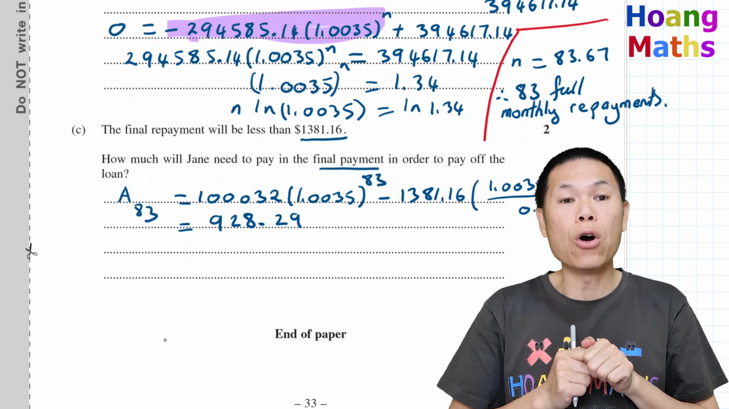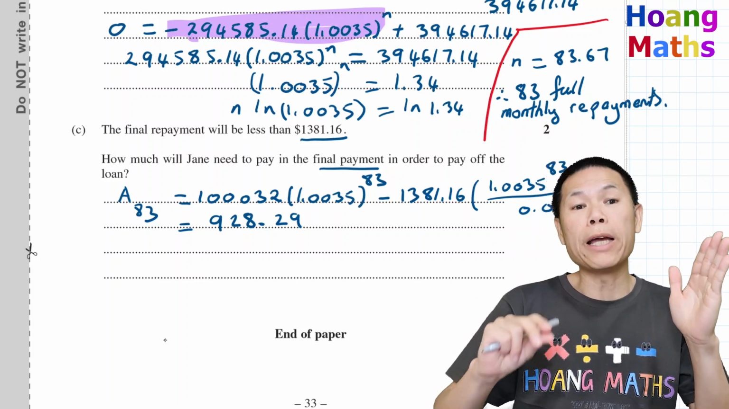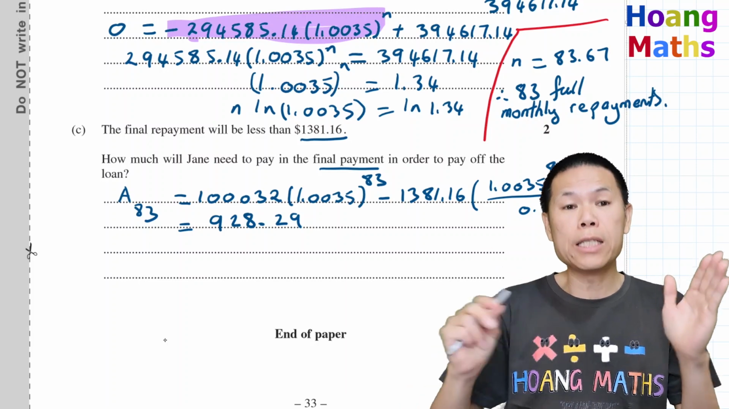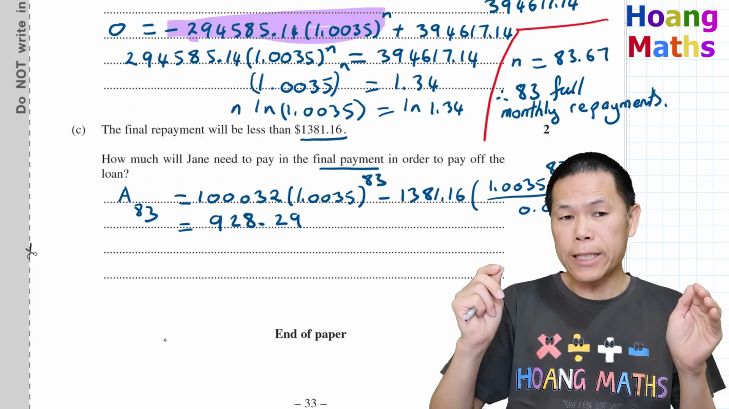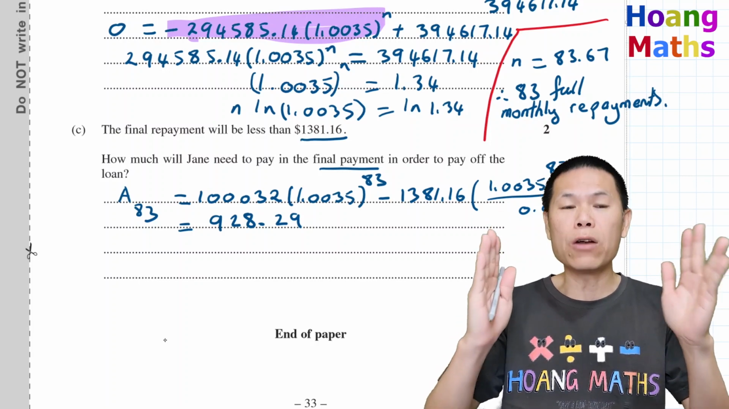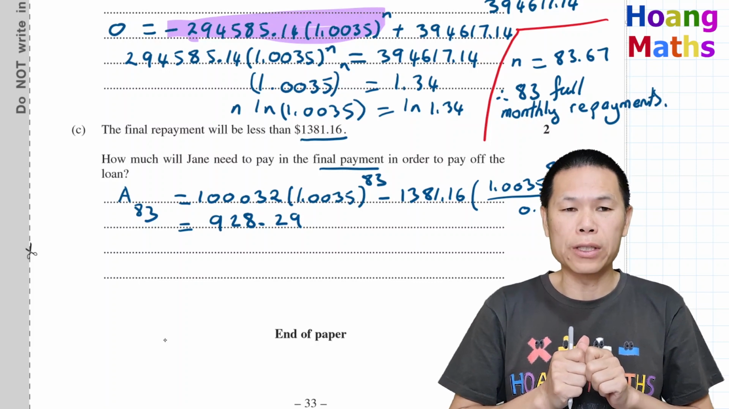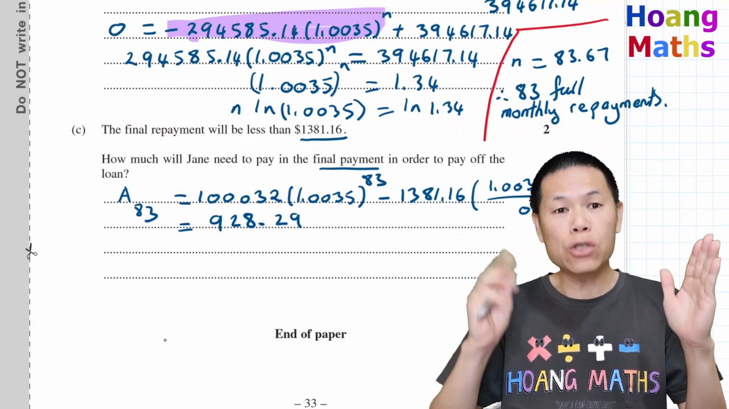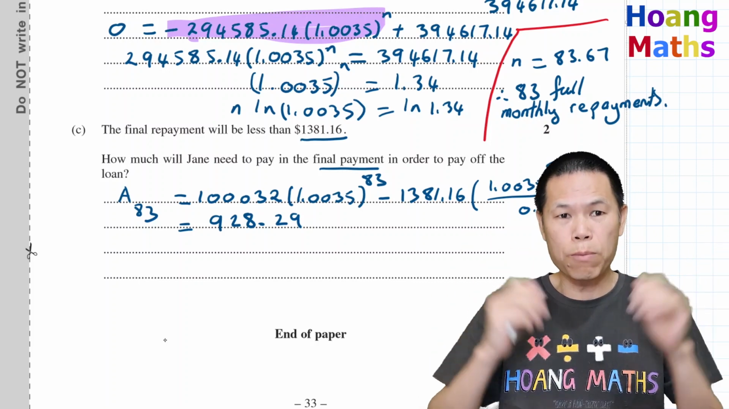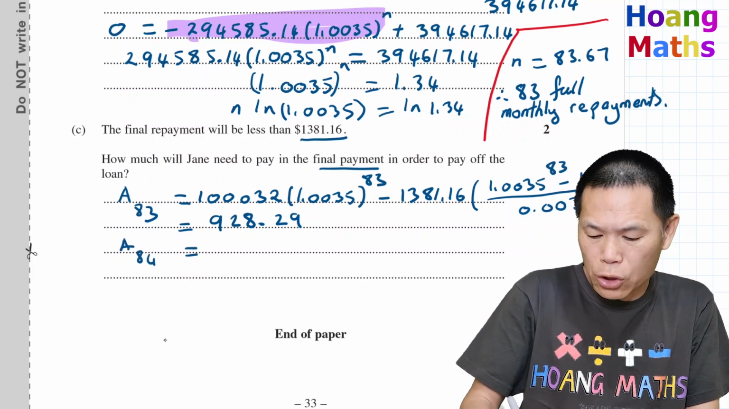This is how much she owed after 83 repayments. But she needs to pay it at the end of 84 months. So a month later, she has to pay interest as well. So we need to work out how much she owed at the end of 84 months. Keep that in mind. One month later, she will pay another one to make it a full payment. So A of 84 is how much she owed.